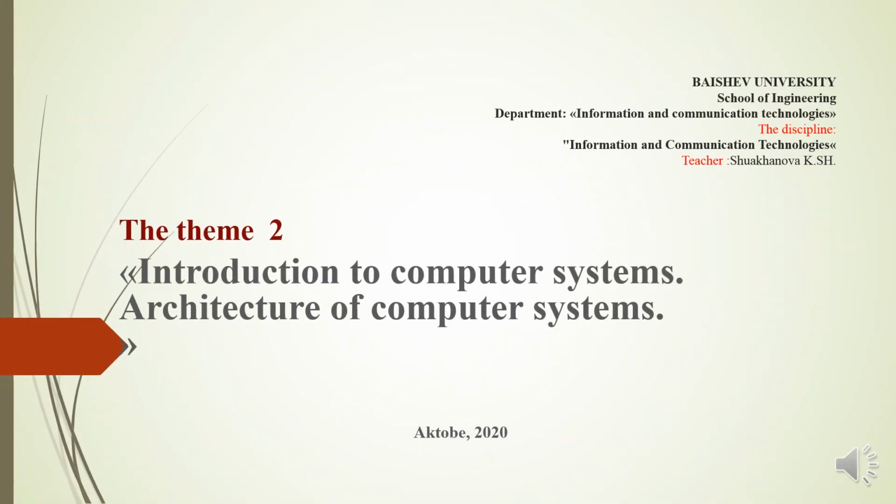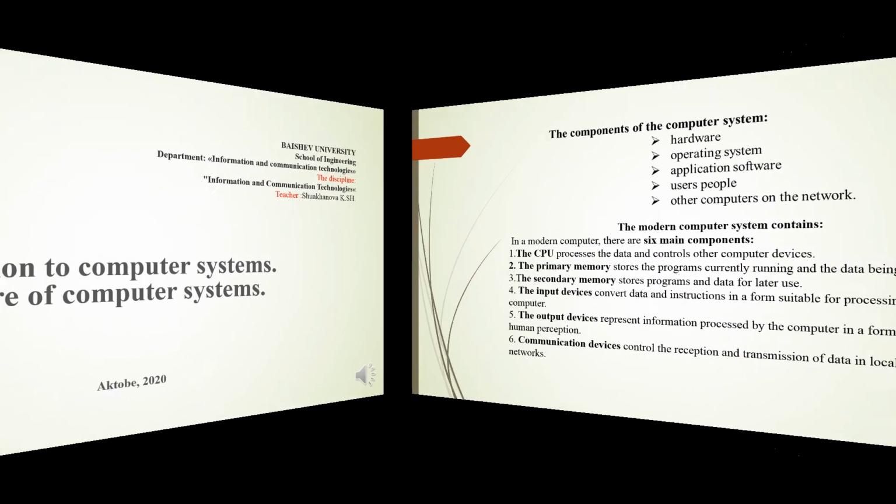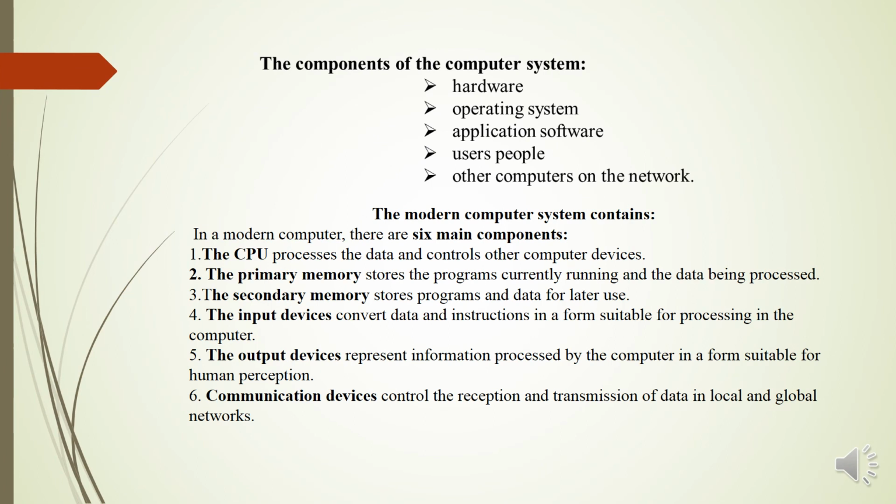The discipline Information and Communication Technology. Lecture 2, the theme Introduction to Computer Systems, Architecture of Computer Systems. The components of the computer system include hardware, operating system, application software, users (people), and other computers on the network.